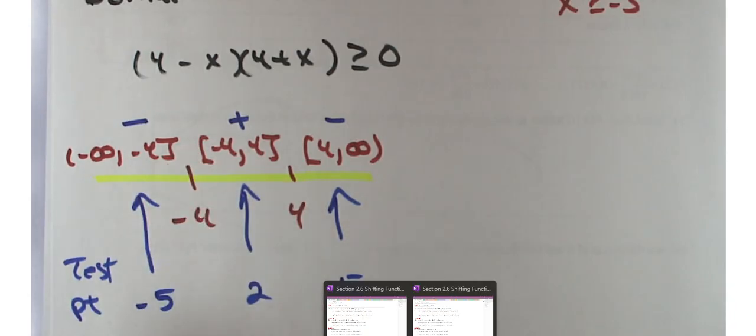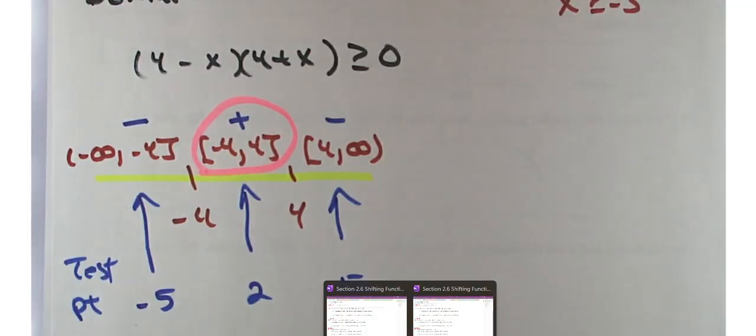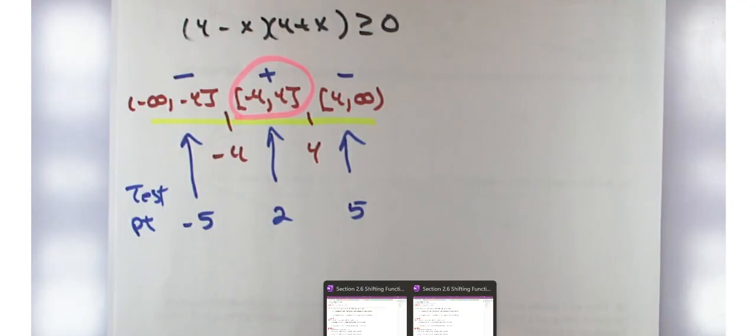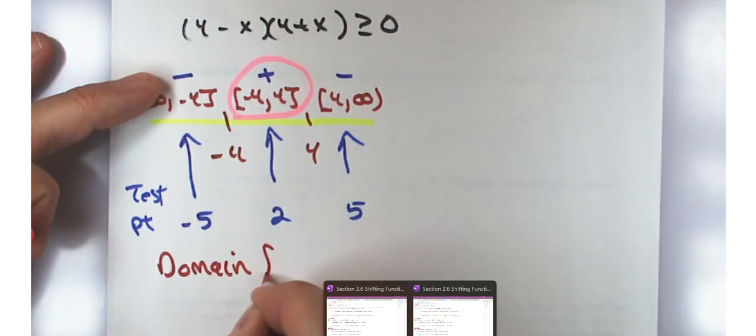So what do I want for my domain then? Which interval or intervals is going to be my domain? -4 and 4? Yeah, -4, 4. I want to know where this thing is positive. So that's going to be my domain. So our domain is -4 to 4.